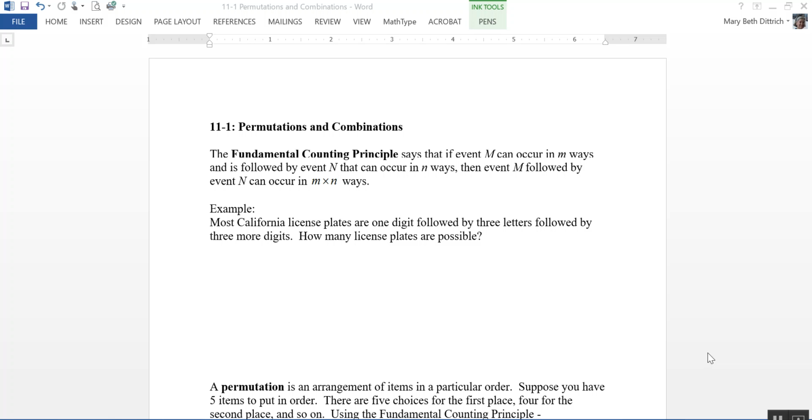So in California, most license plates are one digit followed by 3 letters, followed by 3 more digits. So how many license plates are possible? You've got 7 spaces on a typical California license plate. The first space has to be a digit. And even though we don't see 0, there are actually 10 digits, 0 through 9. So there are 10 possibilities for the first space, followed by 3 letters. And there are 26 letters.